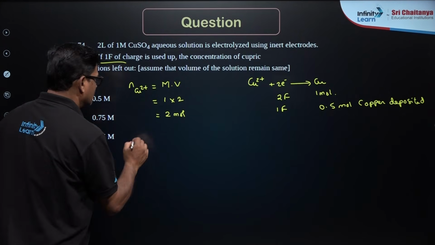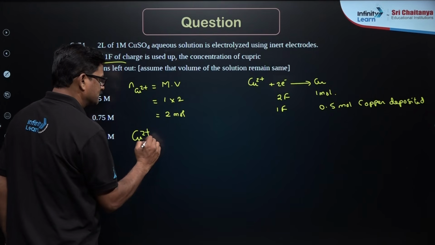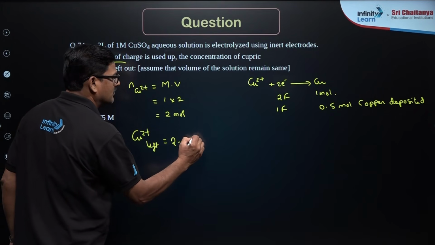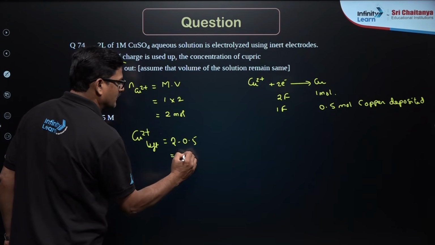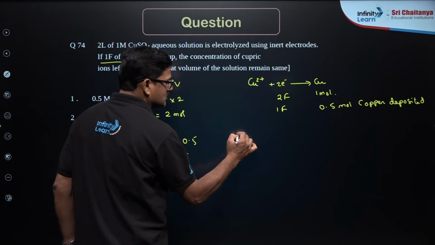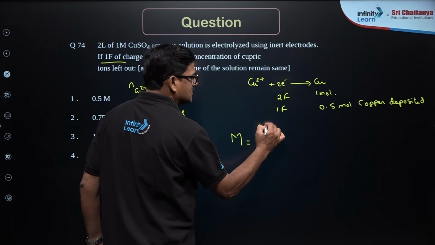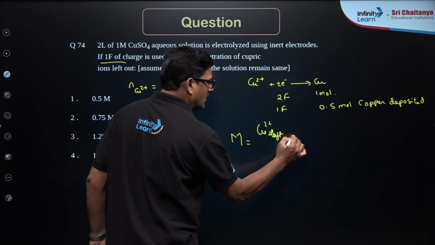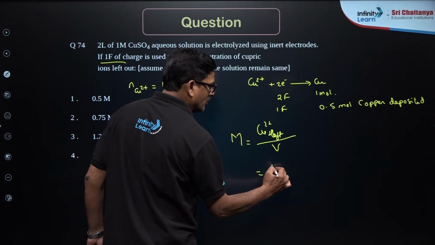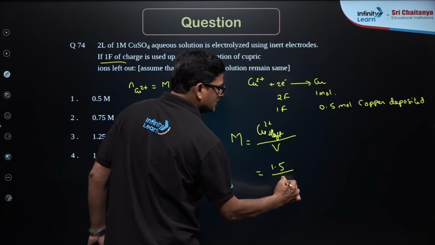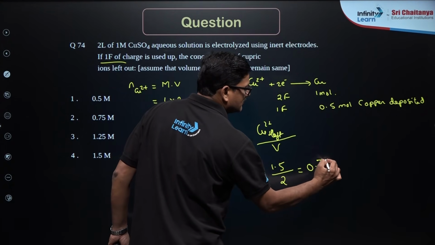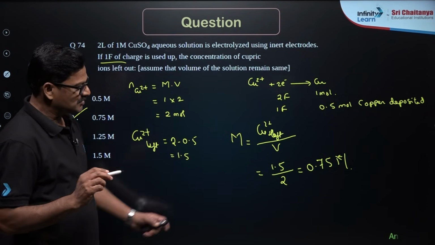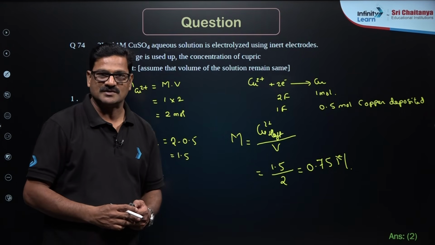Therefore, what happened? Cu2+ left is equal to 2 minus 0.5, which is equal to 1.5. So, the molarity is equal to copper 2+ left upon volume. So, 1.5 divided by 2, 0.75 molar. So, I want to say option 2 is the correct answer for this question.